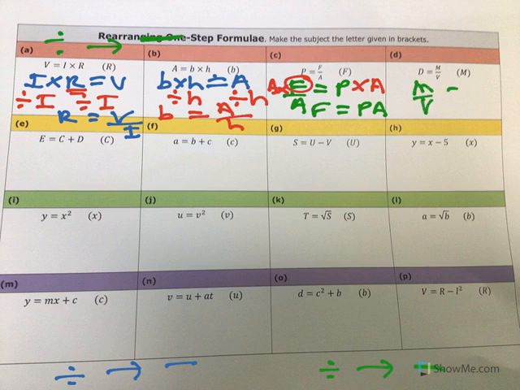D equals M on B. So I want to make M the subject. So M on B equals D. So you swap the sides. To get M by itself, you go times B, times V. So you end up with M equals DV.